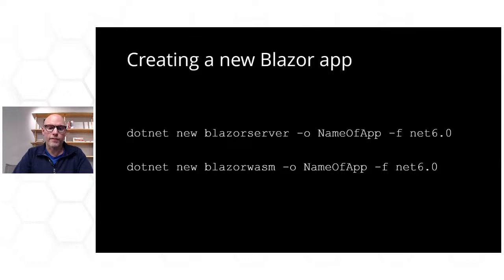And the same thing for if you want to create a WebAssembly app. It's just .NET new blazorwasm, and the same parameters. And this will get you a boilerplate project with all the dependencies you need. And so you can get started and play around with this.